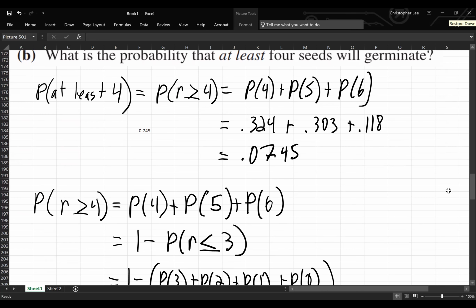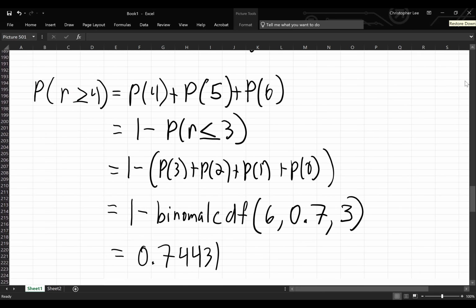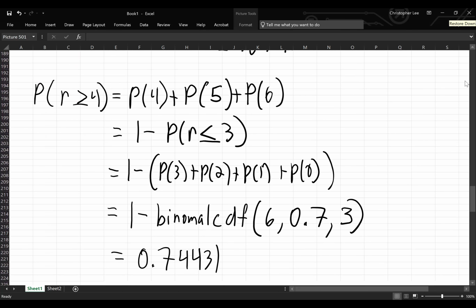You could either use a table or you could use a calculator. Okay. All right.